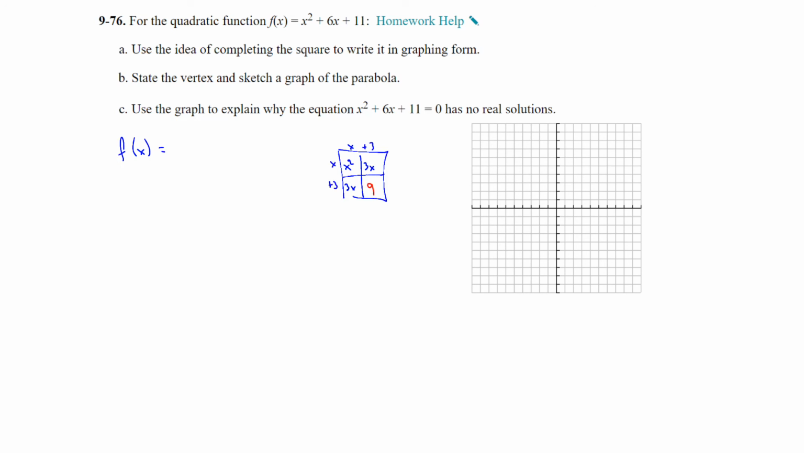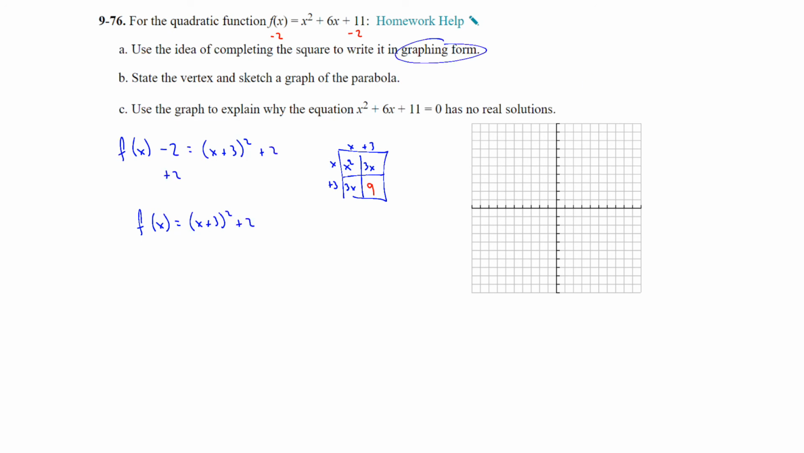Now, we need 9 tiles, but we have 11. So we have too many. So we're going to subtract 2. And we got to do it from both sides so that we get those 9 tiles. So we're actually going to have f of x minus 2 is equal to x plus 3 squared. So that's the side lengths of the rectangle. And then we're going to add 2 back to the other side. And we get f of x equals x plus 3 squared plus 2. So that is graphing form.